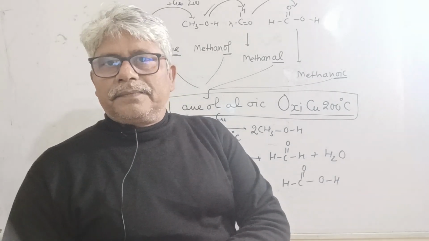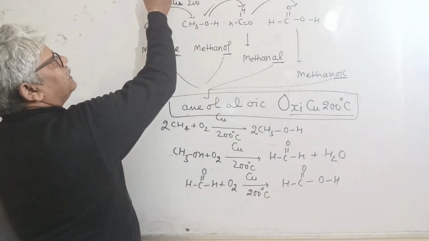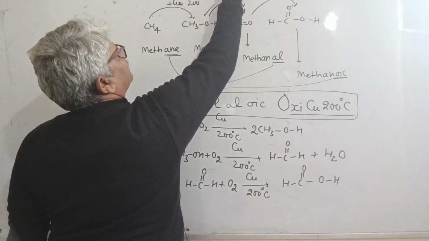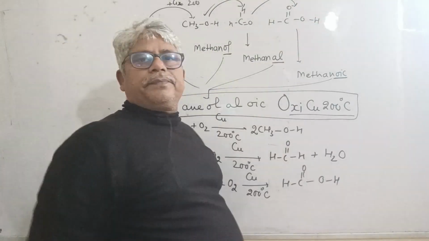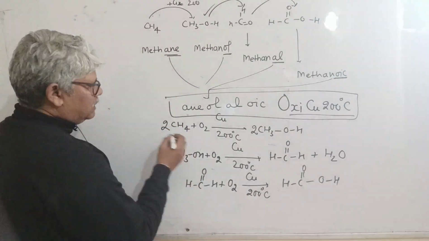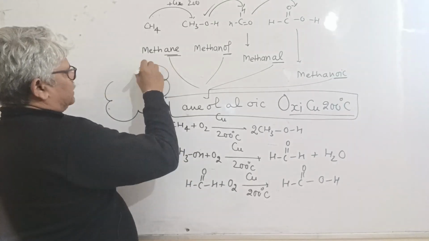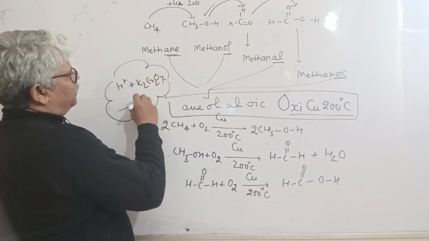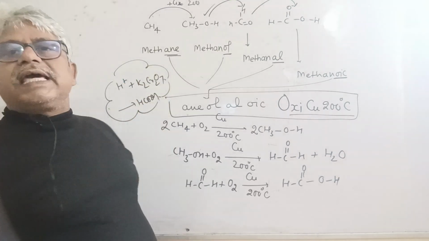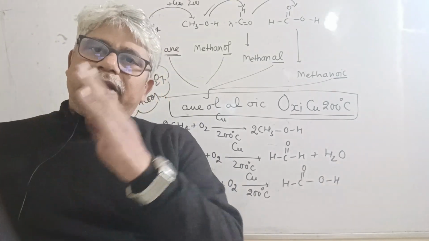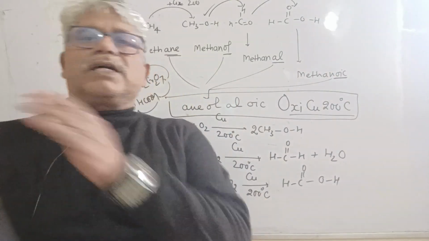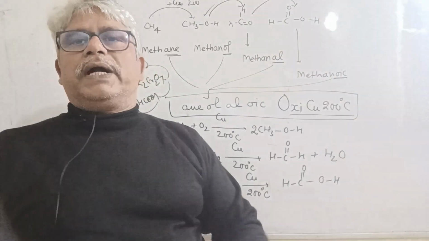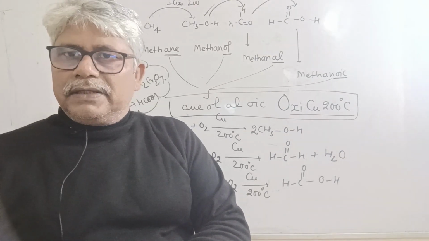One more thing. If you heat methane in acidified potassium dichromate, it will end up here. Uncontrolled oxidation. That is uncontrolled oxidation. Acidified potassium dichromate would always lead to formation of oic acid. Controlled oxidation: ane, ol, al, oic, and uncontrolled oxidation: whatever alkane, alcohol, aldehyde you take, they would convert to carboxylic acid.